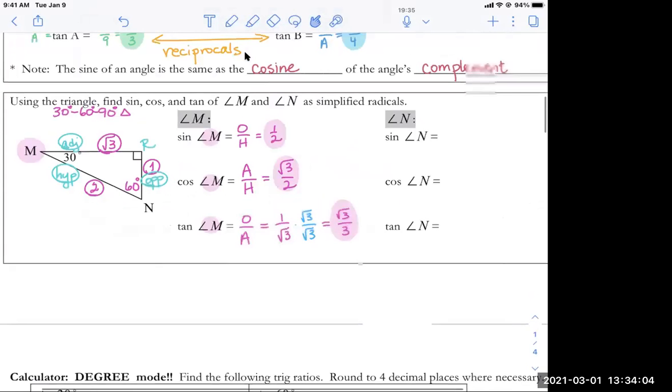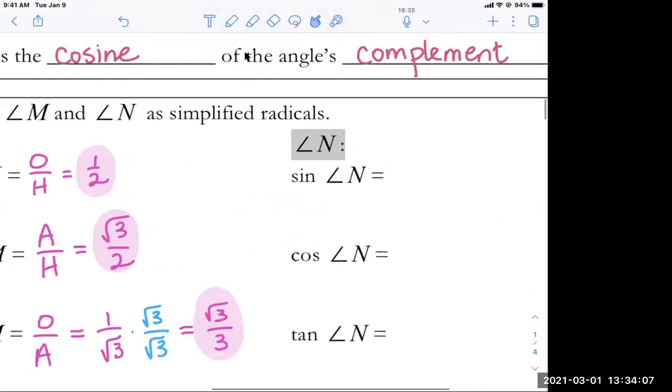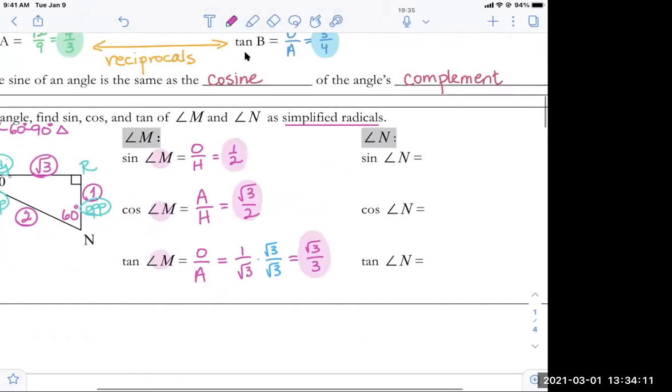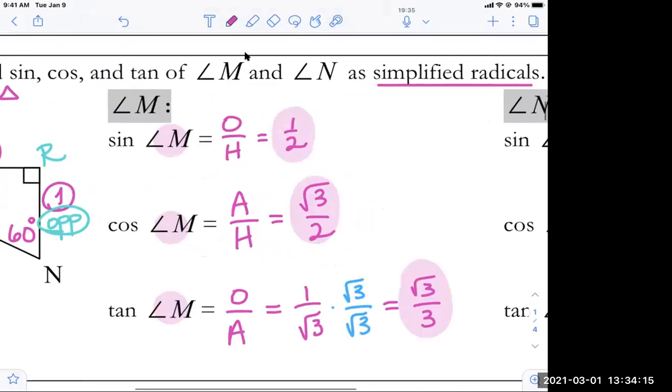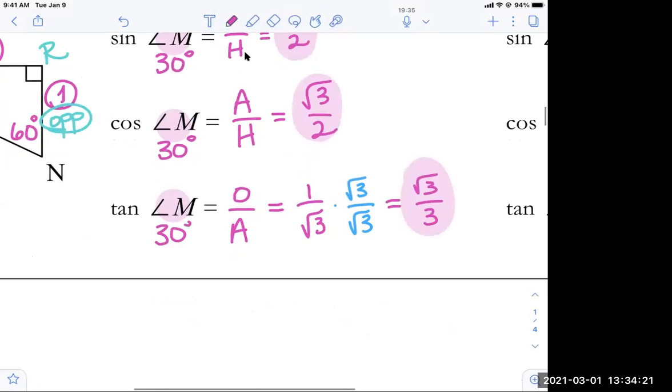So those are the exact values. Okay, I asked you for simplified radicals. Those are the exact values. Now remember that angle M is actually 30 degrees. So this is saying the sine of 30 degrees, the cosine of 30 degrees, the tangent of 30 degrees.